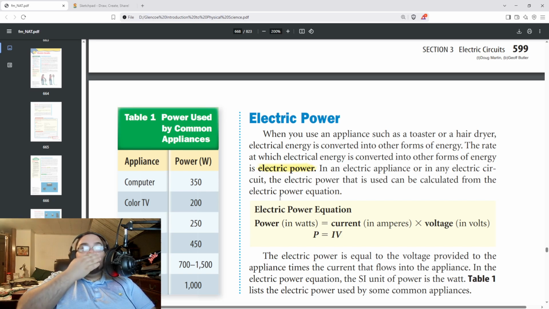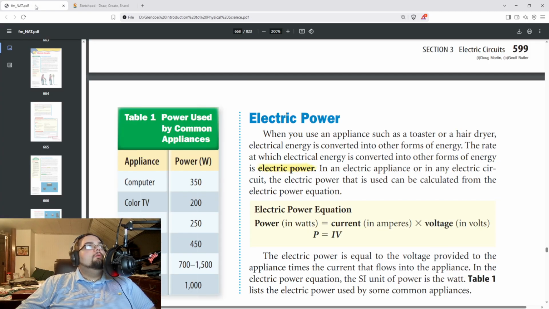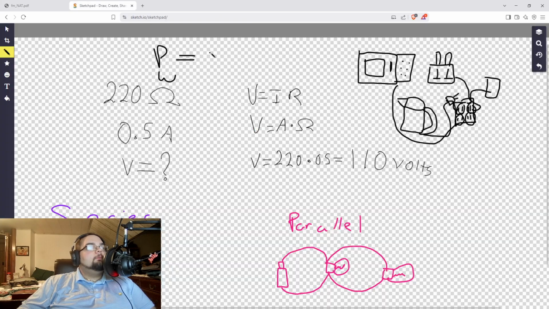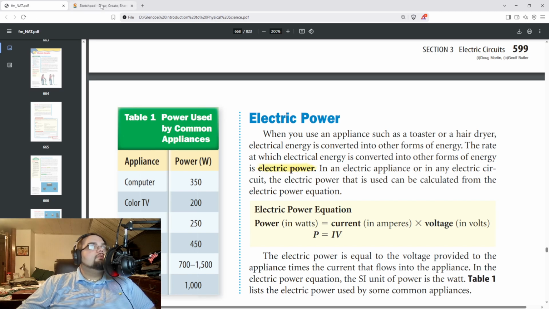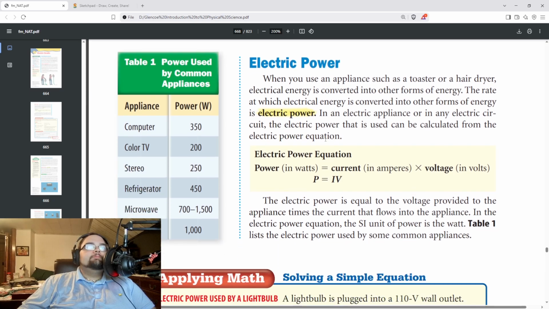In an electric appliance or any electric circuit, the electrical power that is used can be calculated from the electrical power equation. Power, in watts, is equal to current, in amps, times voltage, in volts. So, W equals A times V. Watts equals amps times volts.